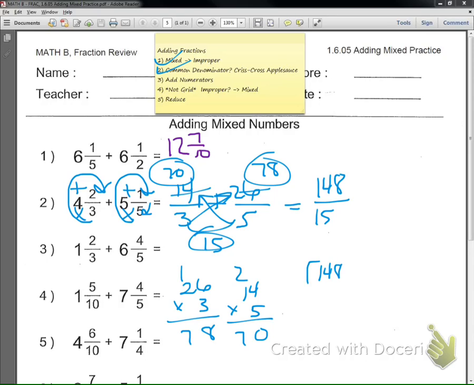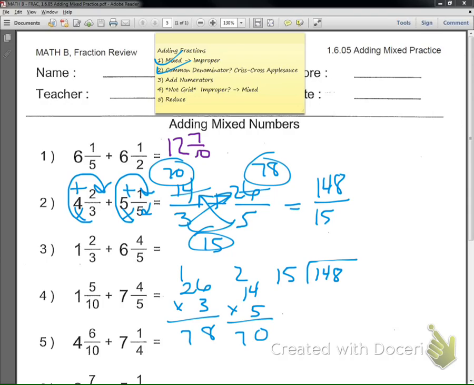$148 divided by 15. And here I'm stuck with, oh, how many times does 15 go in 148? I know some of you don't care for long division, myself included, because sometimes it's hard just to guess what number to start off with. So I have to estimate a little bit.